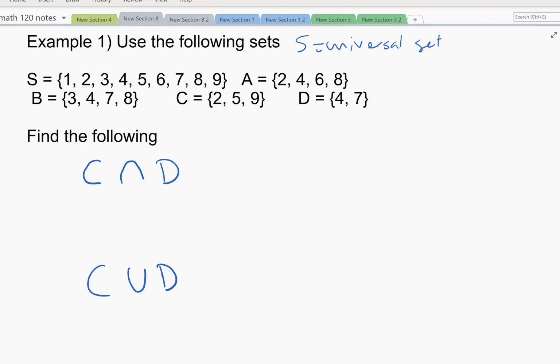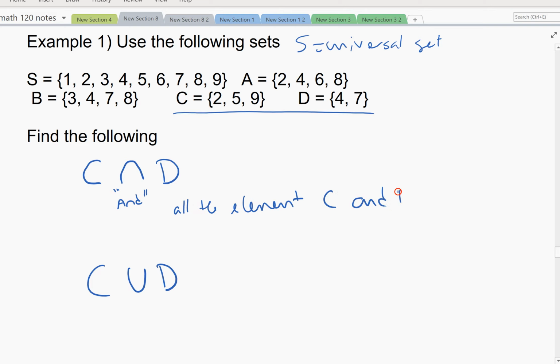Alright, so this involves sets C and D. I'm just looking at sets C and D, but there are two different symbols, and they give you vastly different answers. You have to recognize the first one is our intersection symbol. It means and. So I want all the elements C and D have in common. That's what I'm looking for with the and statement.